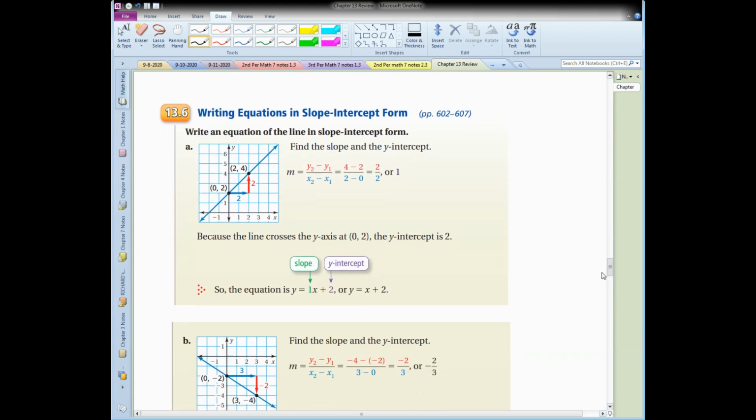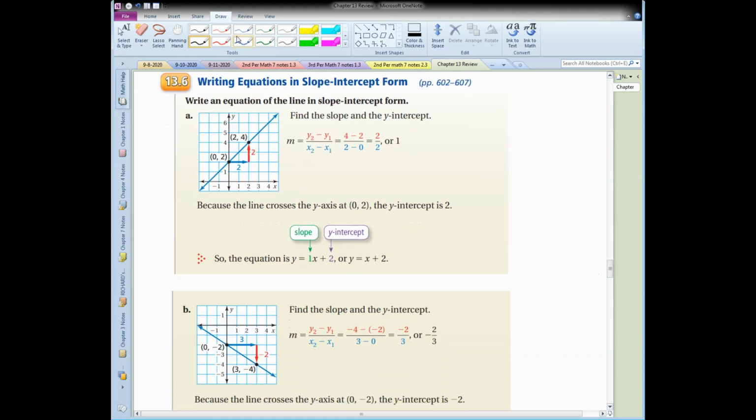Let's look at 13.6. Here we have the point-slope form, y minus y sub 1 equals the slope m times x minus x sub 1. Okay, wait, I just made a mistake. That's not what I wanted to do. Yeah, I just got ahead of myself.